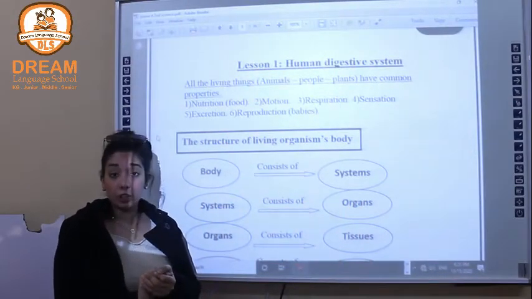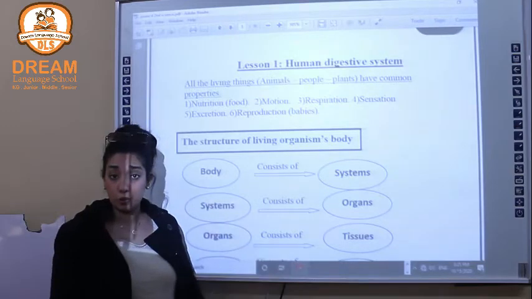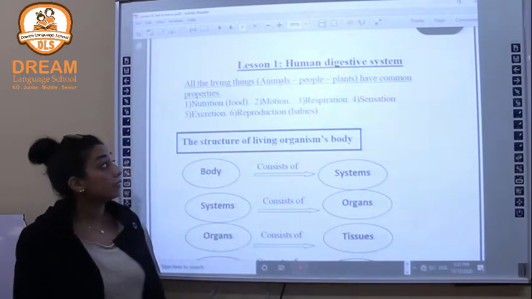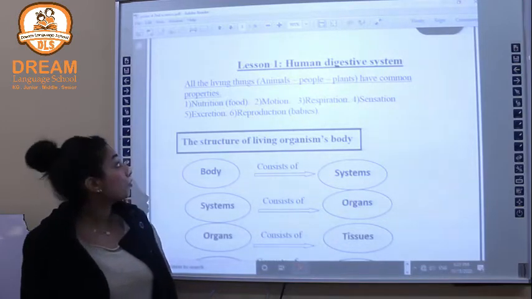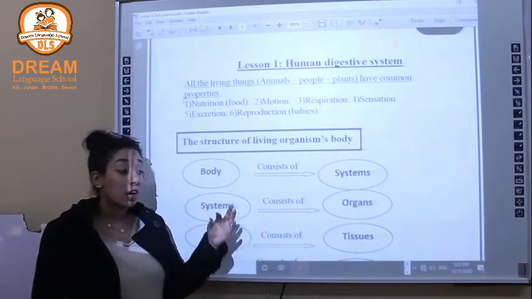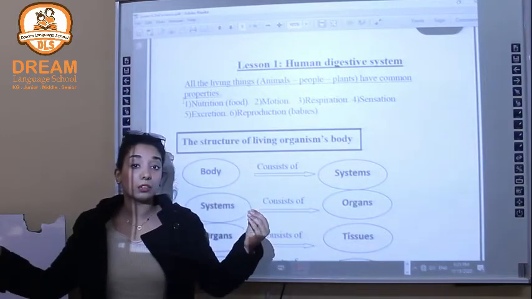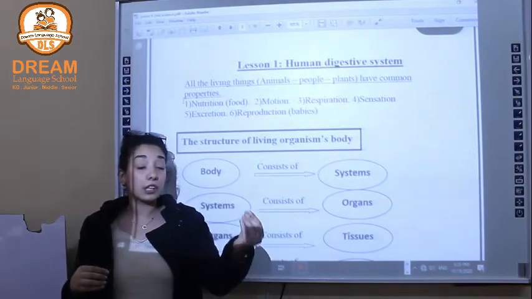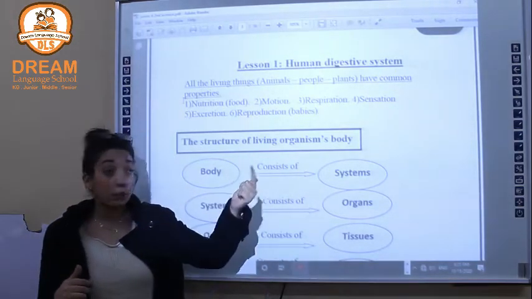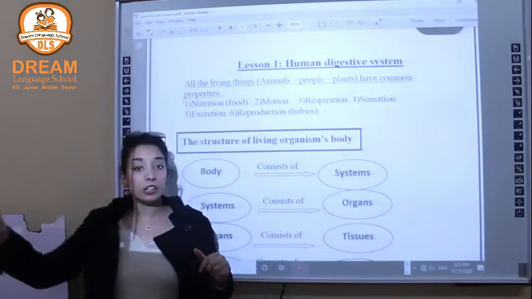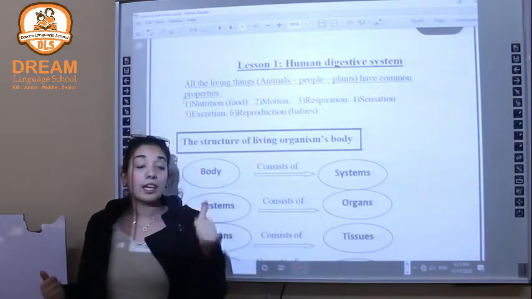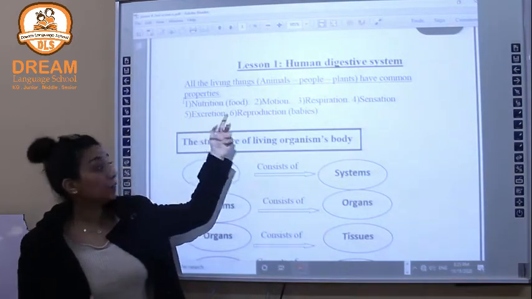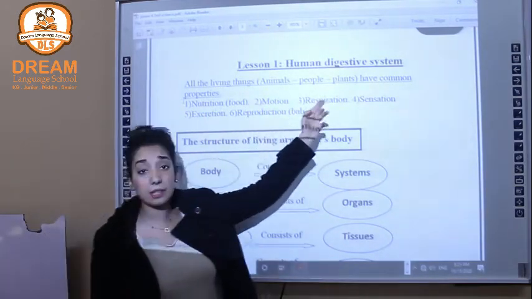We will make a quick revision on the digestive system. Let's start with all the living things such as animals, people, and plants, which have common properties. What this means: if you look at the surroundings, I see living things and non-living things. The living things are animals, people, and plants, and the non-living things are air, water, and soil. We will talk about the living things here.